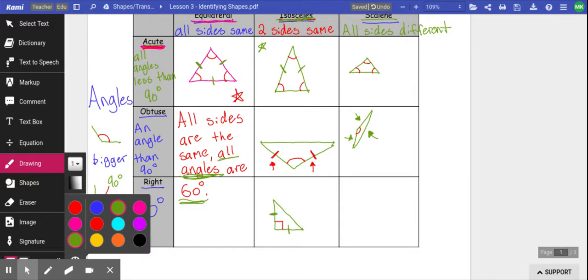If I want to make a scalene right angle triangle, I'm going to do two lengths like that. So that's a 90 degree angle right there. And then I'm going to connect my two lengths like that. That is scalene because all three sides are different and it's 90 degrees, so it's a right angle triangle. Wonderful. That's all of our naming of triangles.